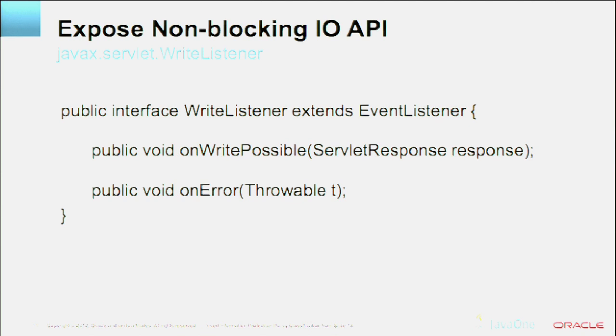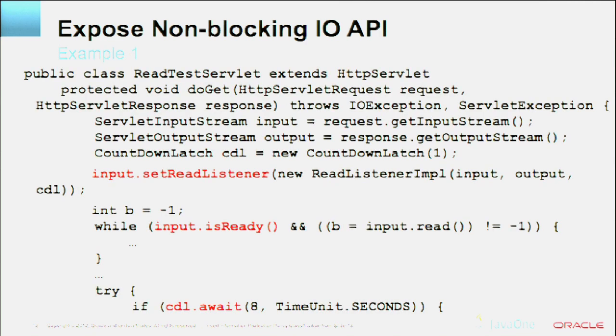Now let's take a look at one simple example of how this works for the read. This is the same as in traditional I/O. You get the input stream, and then you get the output stream. And then you have to set a CountDownLatch here. I'm going to explain why we need to do this in this example. Then you create a read listener implementation, which I'm going to show you roughly in a moment. Once you create the read listener, you associate it with the input stream.